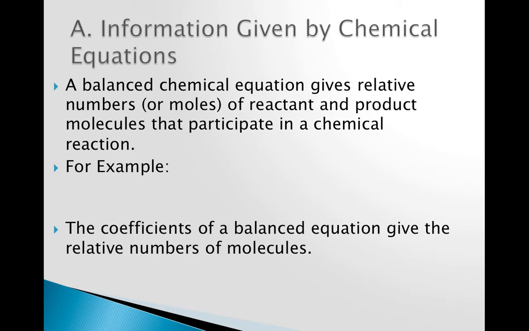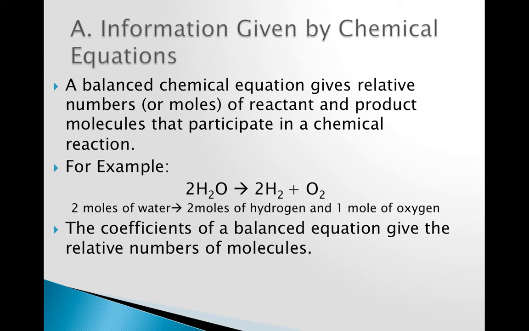A balanced chemical equation gives relative numbers or moles of reactants and products for the molecules that participate in a chemical reaction. For example, 2H2O yields 2H2 plus O2. 2 moles of water yields 2 moles of hydrogen and 1 mole of oxygen. The coefficients of the balanced equation give the relative numbers of the molecules.